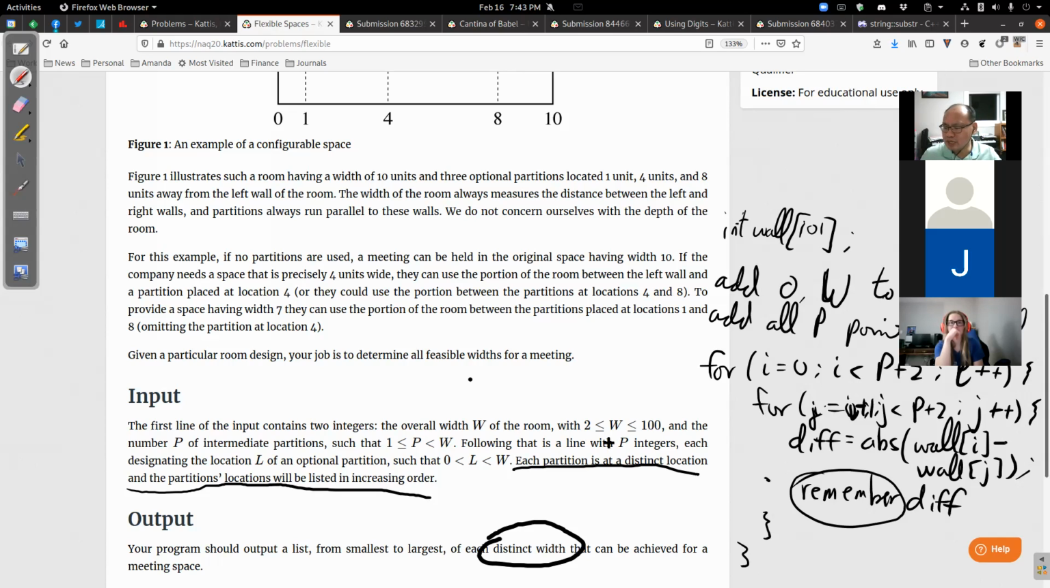Now, Blake asked the question: is there anything faster than n squared for a larger problem?